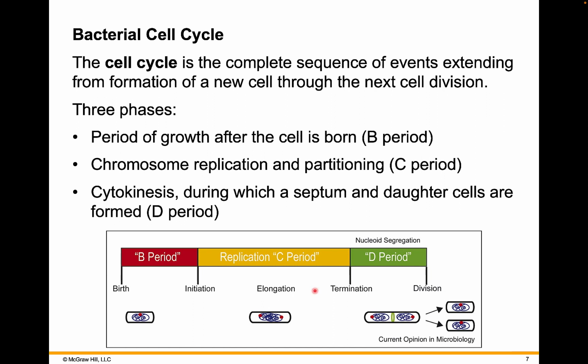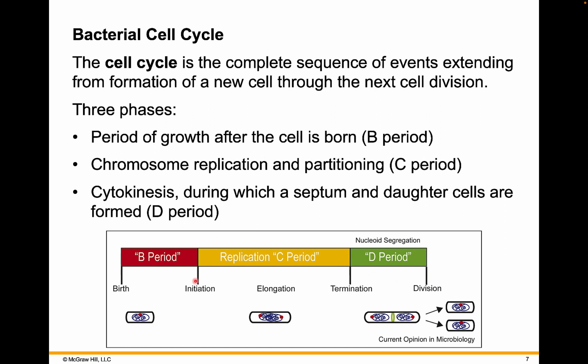This is different from the eukaryotic cell cycle, where you usually see a G1 growth phase, then an S, or synthesis, phase of DNA replication, followed by a long G2 phase, and then mitosis, where the chromosomes are segregated, followed by cytokinesis. So this G2 phase is absent here.